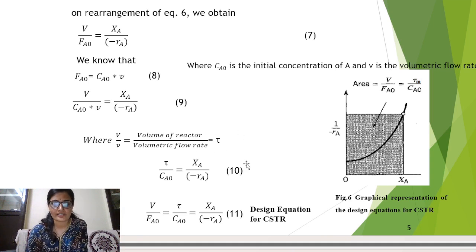Now what is the space time? Space time is the time required to process one reactor volume of fluid under specified conditions. So this is tau, and we can replace V by v with tau.